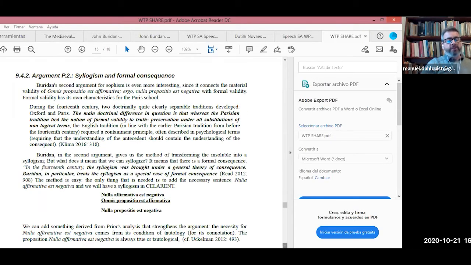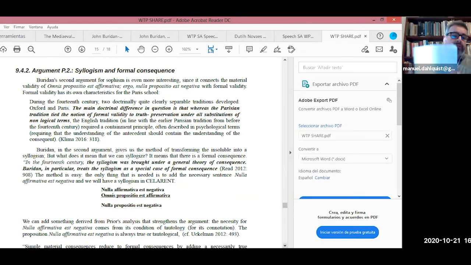P2, syllogism and formal consequence. Buridan's second argument for sophisms is even more interesting since it connects the material validity of omnis propositio est affirmativa, ergo nulla propositio est negativa, with formal validity. Buridan, in the second argument, gives us the method of transforming the insoluble into a syllogism.